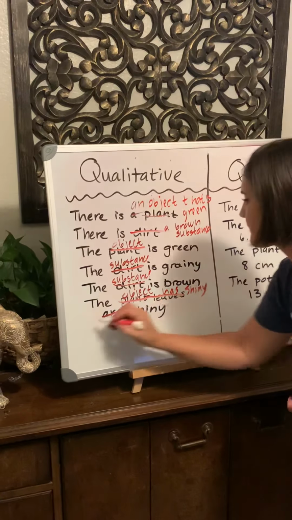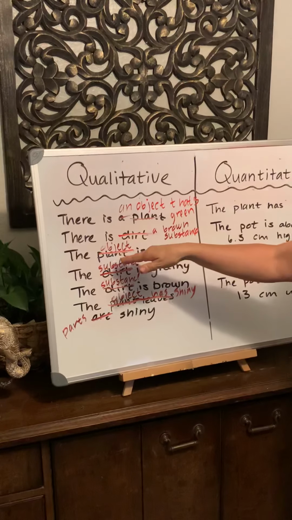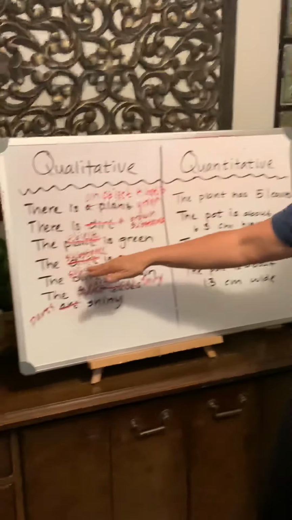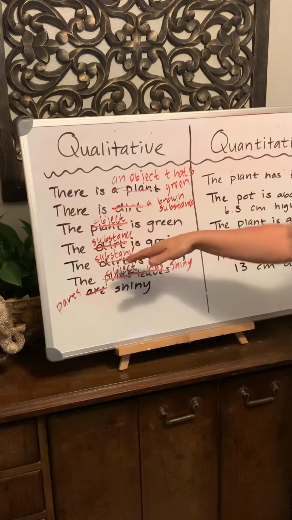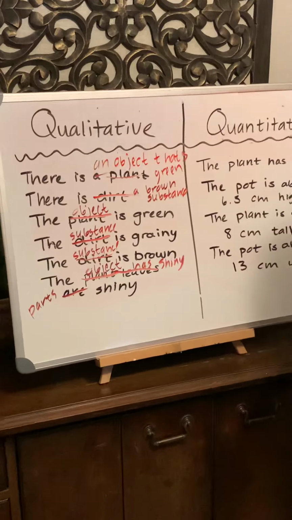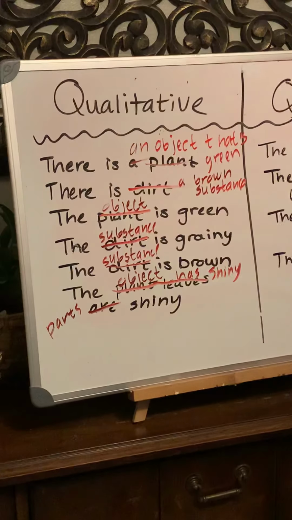Now look at the difference here. You guys assumed it was a plant because you know what plants are, you know what they look like. You assumed it was dirt because it had similar characteristics that dirt would have. But you did not know for a fact that it was dirt. So we cannot make those assumptions.